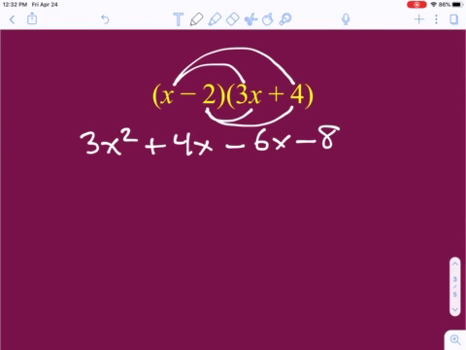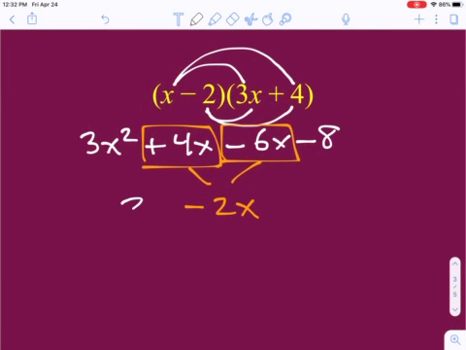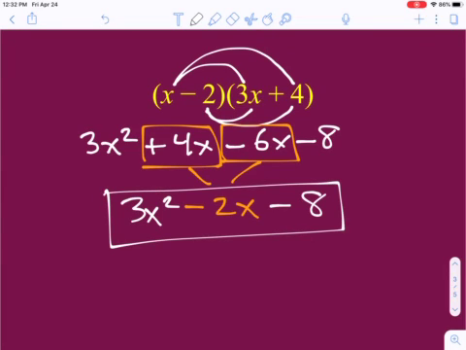And so my next step is combining like terms. I know that I have two like terms here that I can combine, and these are going to combine to be negative 2x. And then I'm just going to fill in the rest. And so this is my finished expression: 3x squared minus 2x minus 8. So like I said, these simplify and clean up pretty quick when you're just doing a binomial times a binomial.